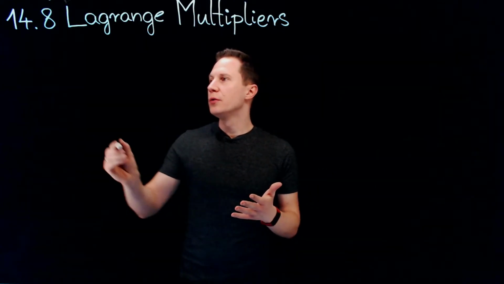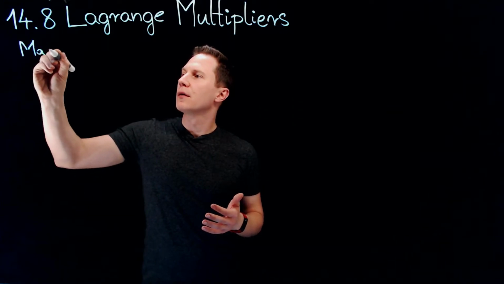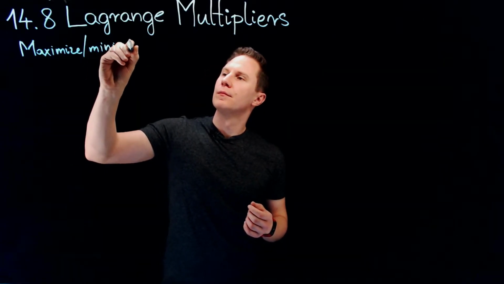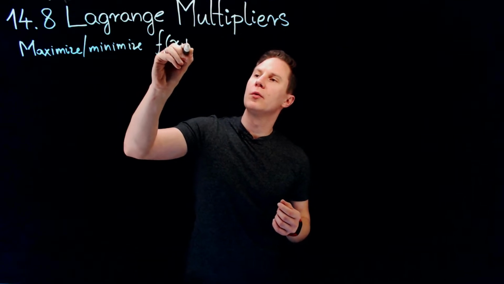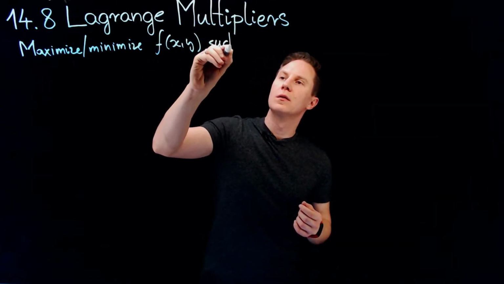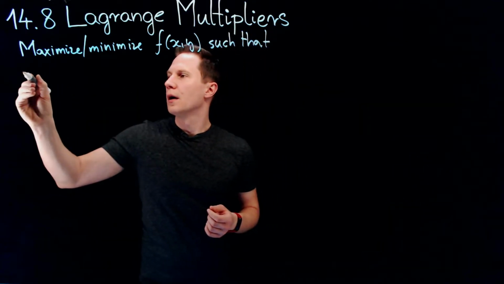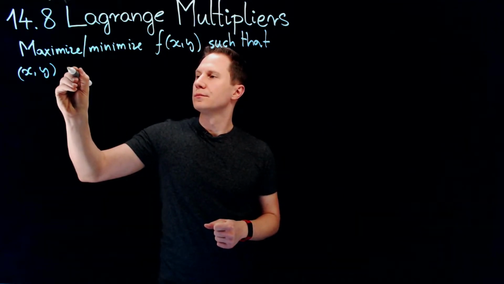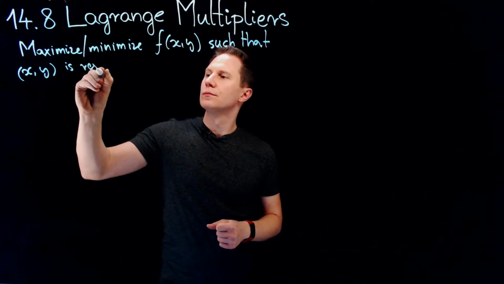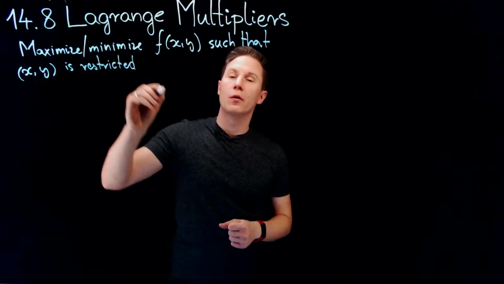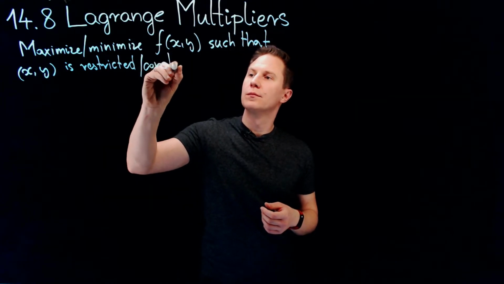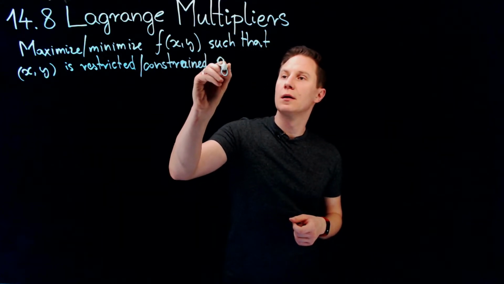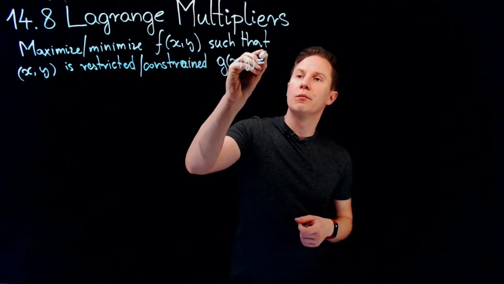So what we want to do is maximize or minimize some function of two variables such that the xy points are restricted or constrained by another function g of x and y being constant.